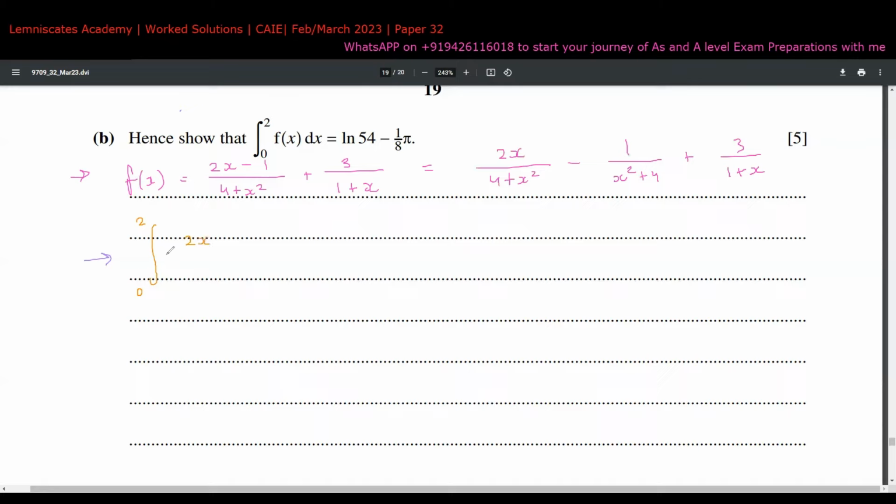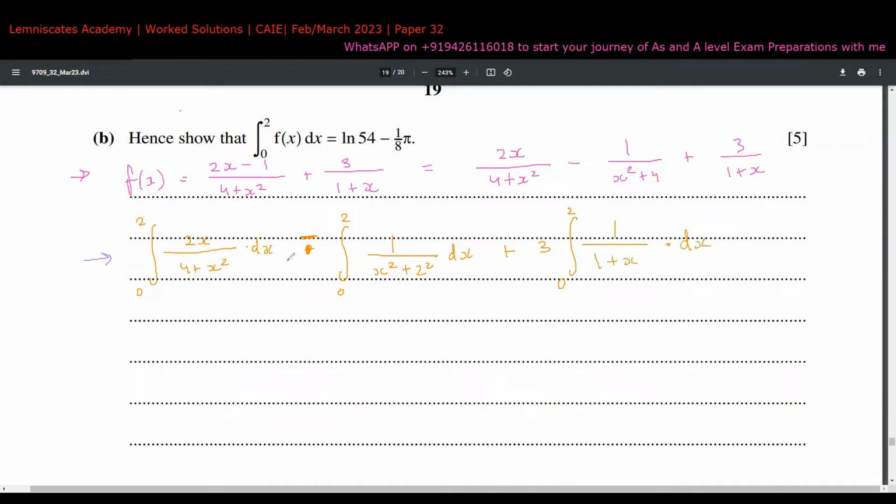You get easy marks. All right, so now we have integration from 0 to 2 of the first bit, that is 2x divided by 4 plus x squared dx, plus integration from 0 to 2, or I should say minus, not plus, 1 divided by x squared plus 2 squared dx. Now it's in the format of 1 divided by x squared plus a squared. There is a direct formula in the formula booklet, the MF19 sheet, if you look into it. And then plus 3 times integration from 0 to 2 of 1 divided by 1 plus x dx.